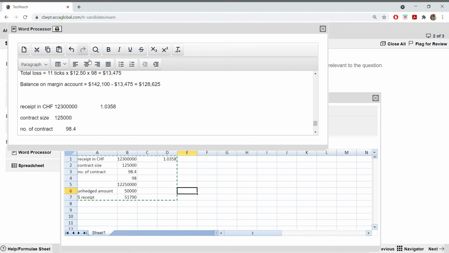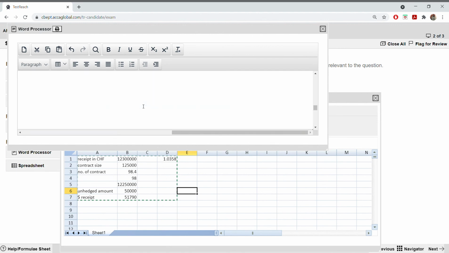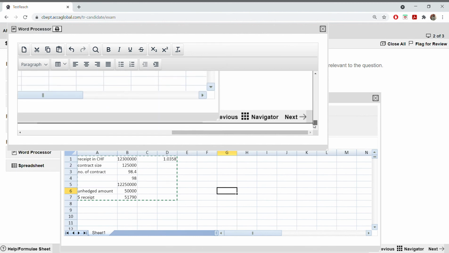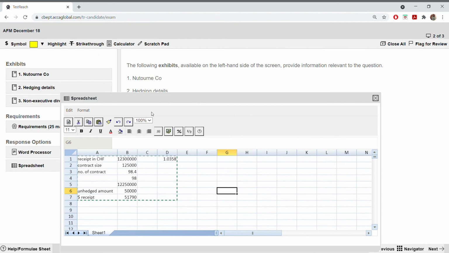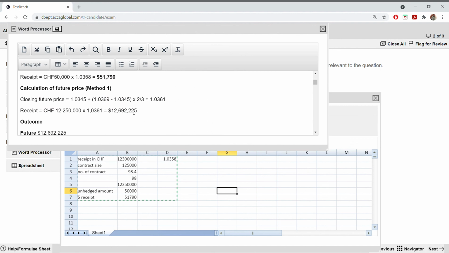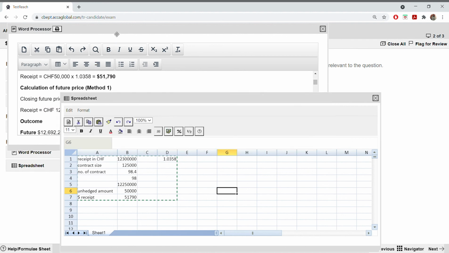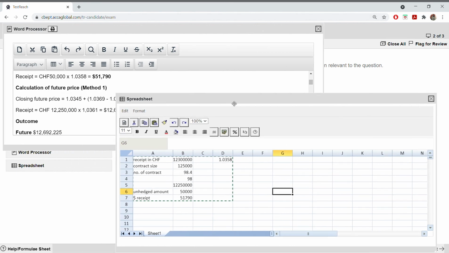Another thing is, let us see whether we can copy paste the screenshot. So this was the screenshot, but don't take screenshots. Okay, it's not allowed. You can just undo it. Okay, so what is the next thing that we have to do? We found the receipt. Now also when we want to find the closing future price, I'm just showing it for the one. Same applies for the other one also.